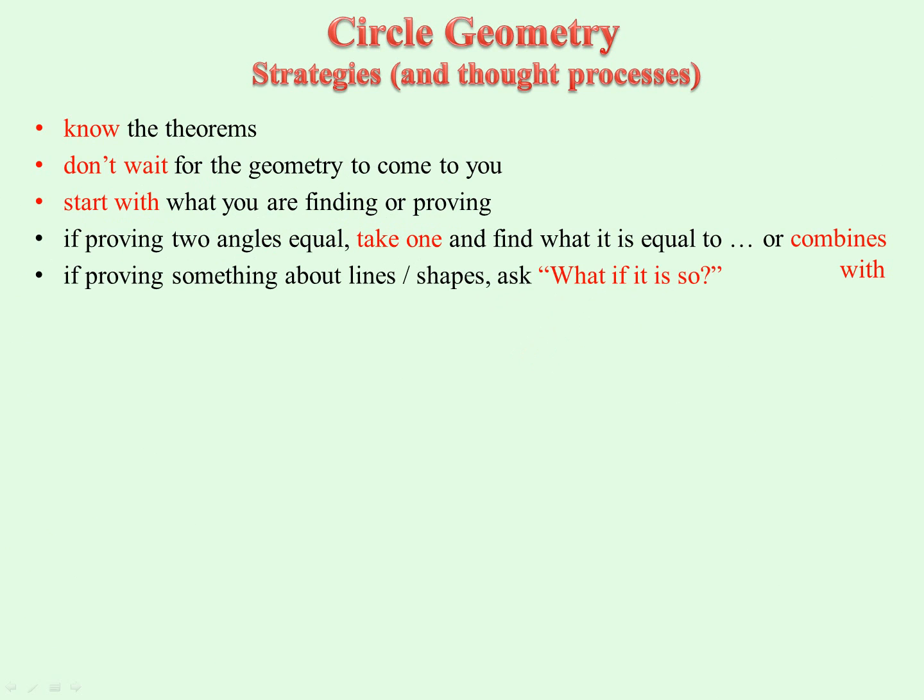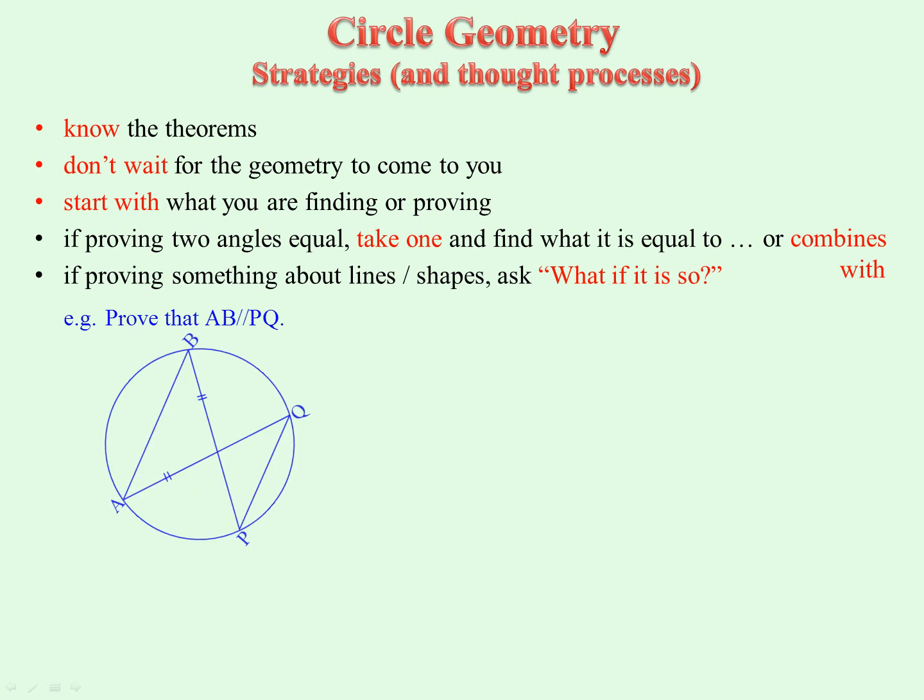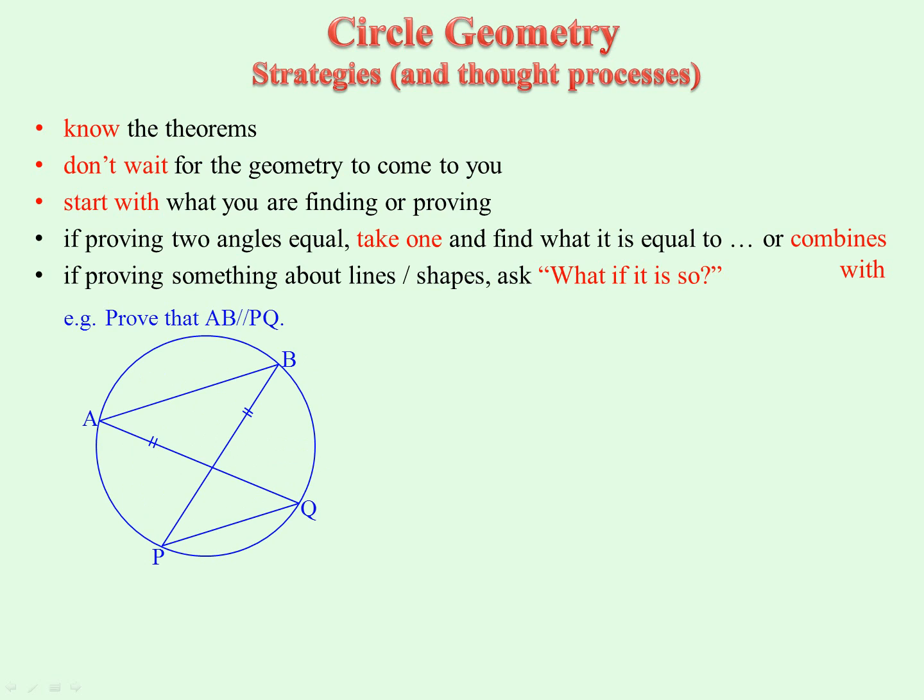If proving something about lines or shapes, ask what if it is so? What if these two lines are equal? Well, maybe it makes an isosceles triangle. What if we're asked to prove a parallelogram? We say, well, what if it was a parallelogram? Well, here's an example. Prove that AB is parallel to PQ. So my question is, what if AB is parallel to PQ?